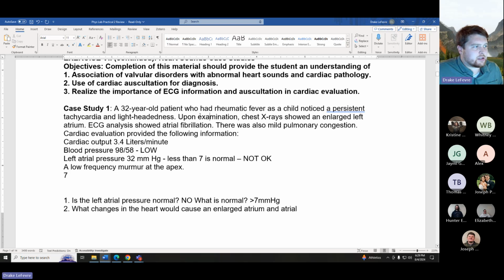Okay, 32-year-old patient who had rheumatic fever as a child noticed a persistent tachycardia and lightheadedness. Upon examination, chest x-rays showed an enlarged left atrium. So immediately we're thinking, okay, what can cause an enlarged left atrium?